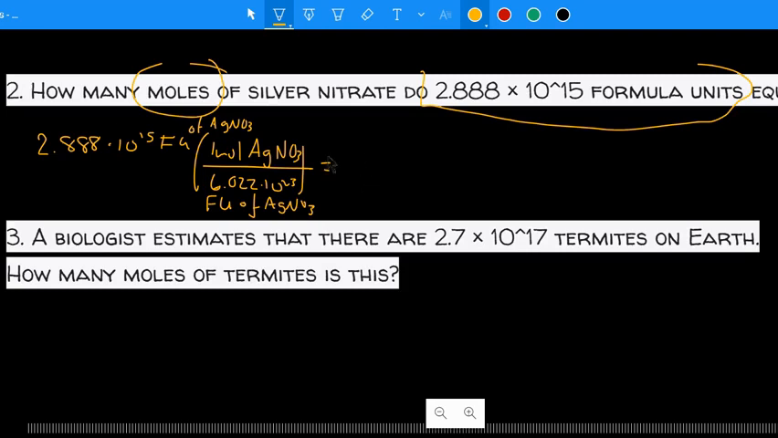And that is going to give me formula units cross off, and I'm in moles of silver nitrate. So I take 2.888 EE to the 15th divided by Avogadro's number. Go ahead and type that into your calculators. You should end up with a final answer of 4.796 times 10 to the negative 9th moles of silver nitrate.